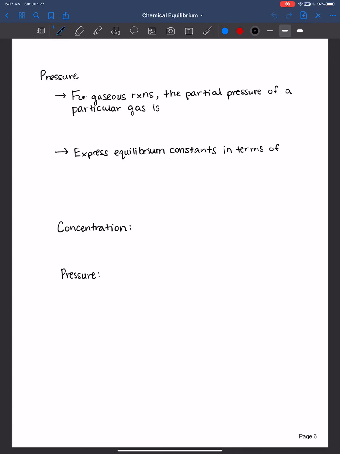Welcome back, everybody. In this video, we will explore the relationship between the equilibrium constant in terms of pressure and the equilibrium constant in terms of concentration. So let's talk about pressure. For gaseous reactions, the partial pressure of a particular gas is proportional to its concentration.